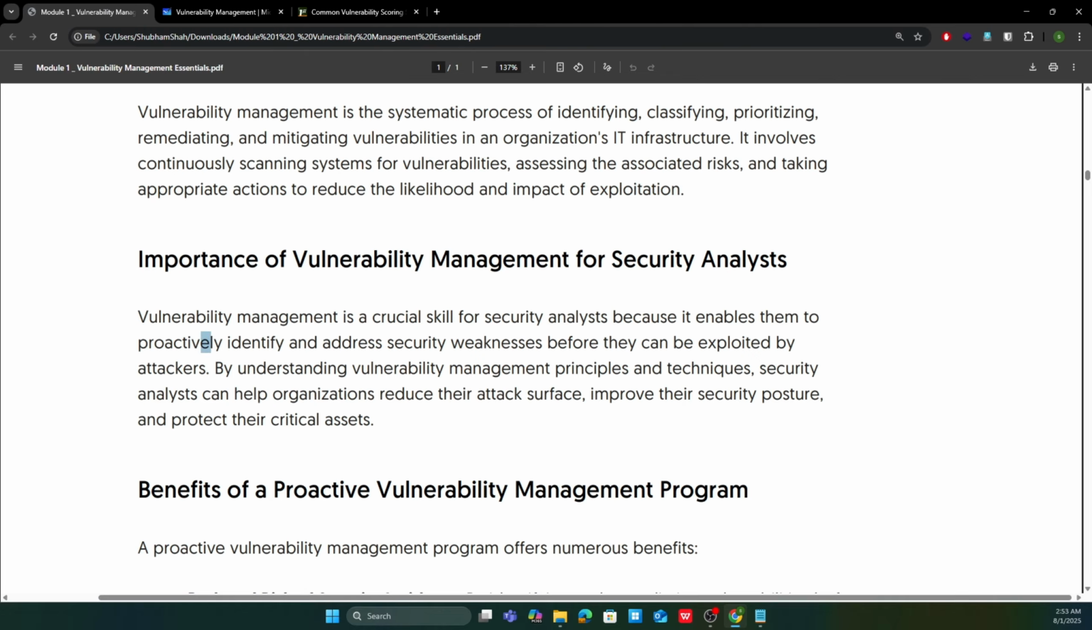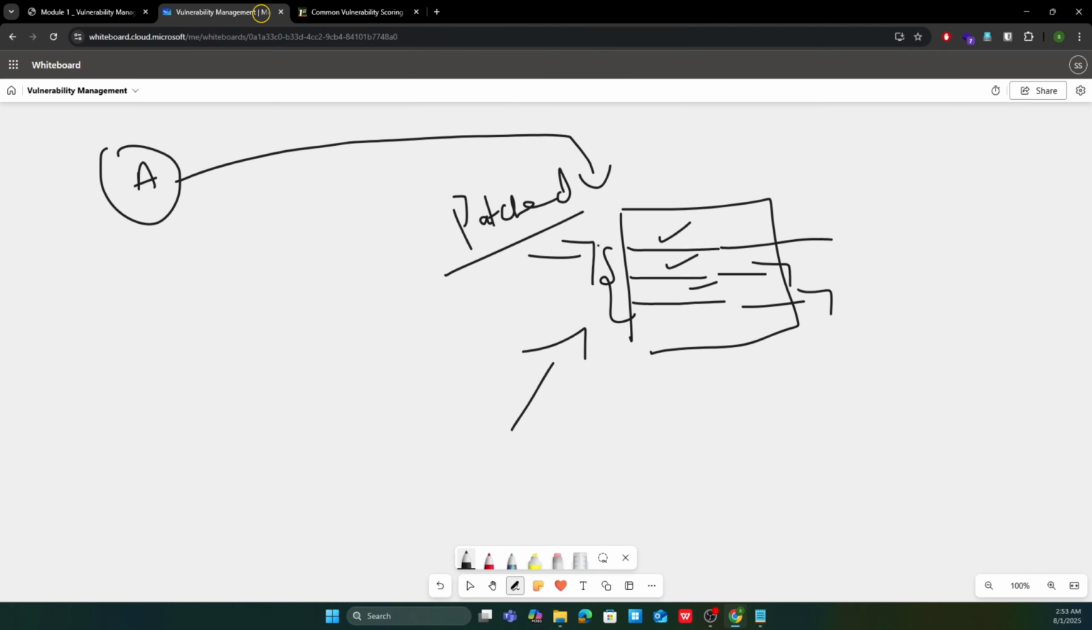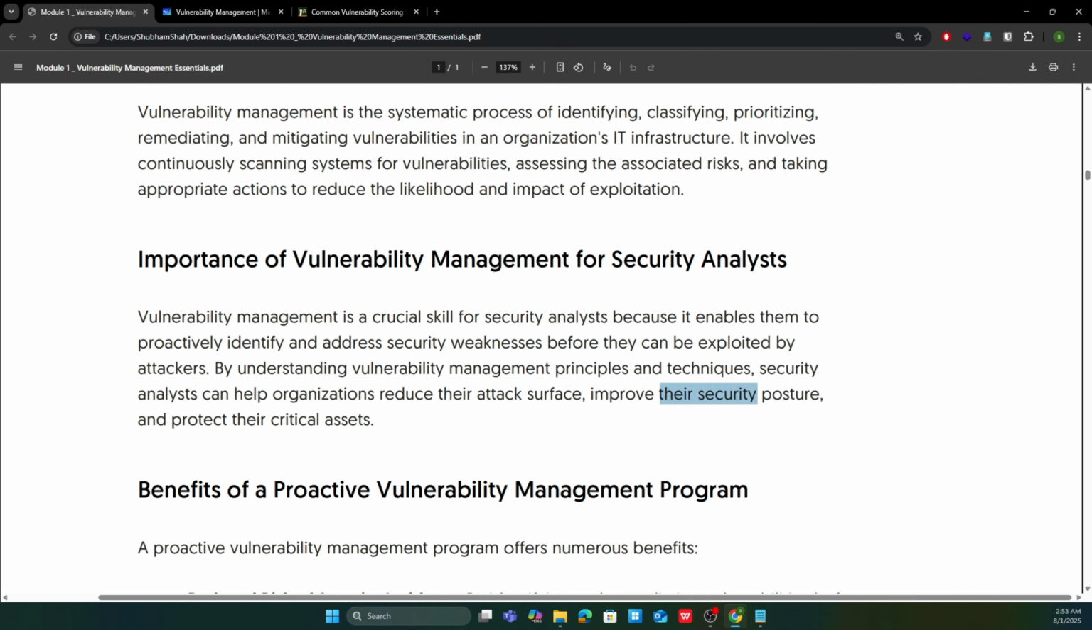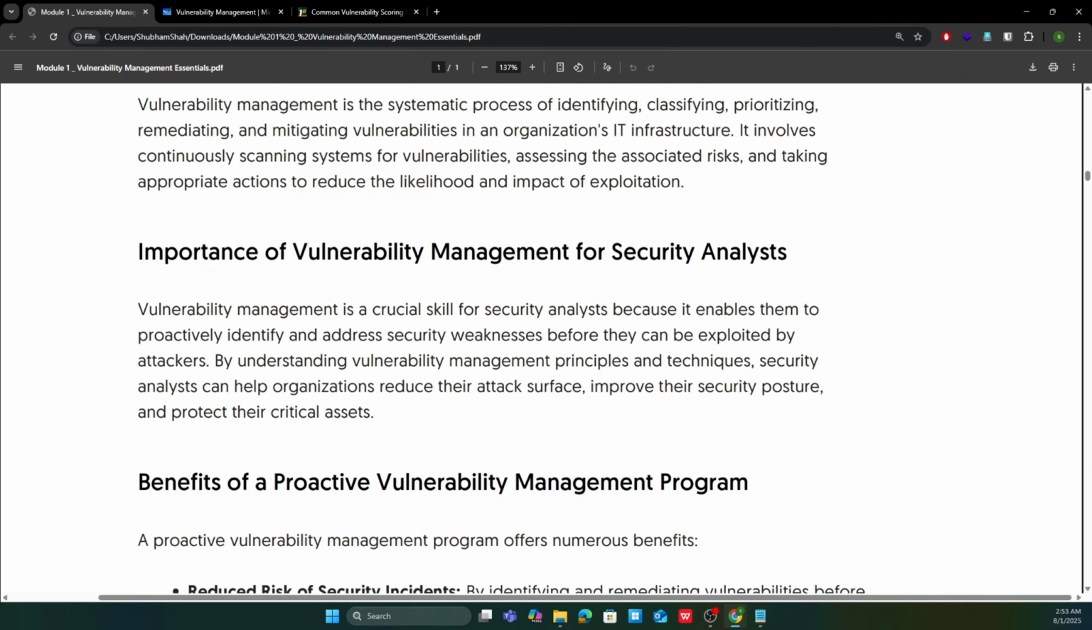It enables them to proactively identify. So if you understand the principles of vulnerability management and techniques, the analyst can help organizations reduce their attack surface. So we are reducing from where the attacker can get inside. Previously it was 3, but we have already mitigated 2. So we have reduced the attack surface. This would also improve our security posture and it can help us to protect the critical assets, servers, application. These are all the critical assets.